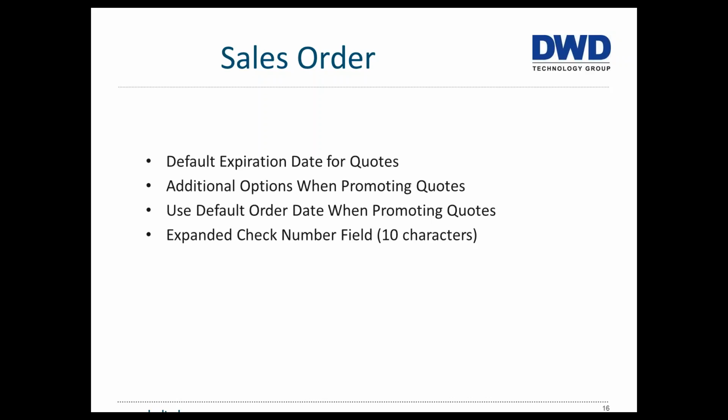In the sales order module, we have a couple of new items. We can allow for a default expiration date for our quotes, and we've got some new options when we promote quotes to sales orders, including the ability to use the default order date. And on prepayments, if we've got customers who send us money as part of placing their order, we can now enter a 10-character check number in that field rather than being limited to the previous 6 characters.